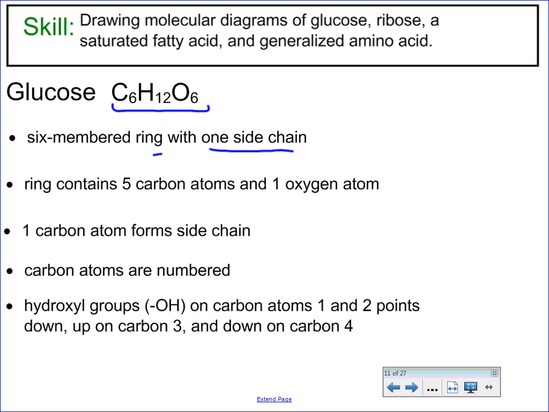Based on the molecular formula, glucose will have that six-membered ring with an oxygen. I will start my drawing with oxygen that has a single covalent bond to carbon, which is covalently bonded to another carbon.